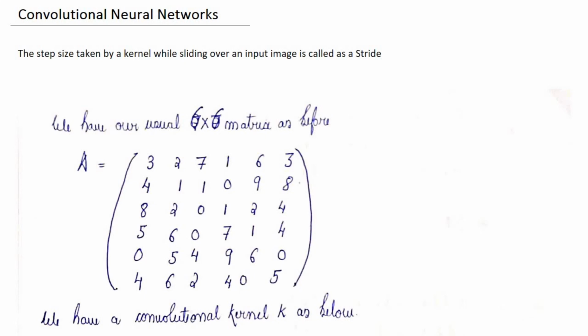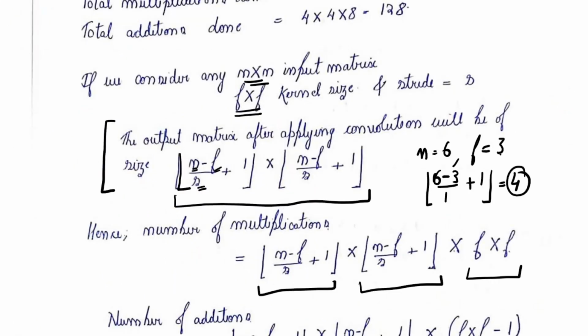In the previous video, we derived that for any matrix of size n cross n and a kernel of size f cross f, the output matrix is of size floor of (n minus f)/s plus 1, cross floor of (n minus f)/s plus 1. This is the size of the output matrix. Also, in the example we considered, the stride was 1.